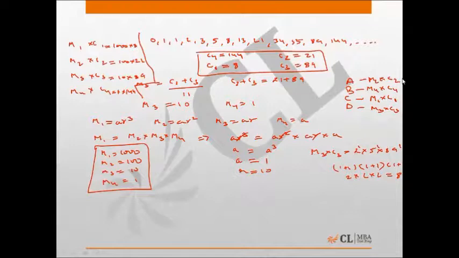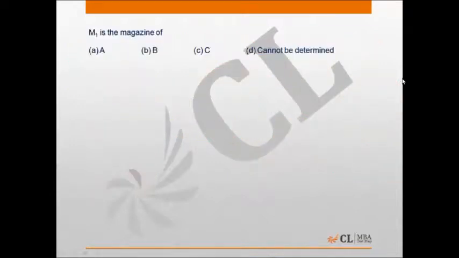Let's go for the question. M1 is the magazine of. I can clearly see that M1 is the magazine of gun C. So this is the correct answer. Which gun possesses the most destructive power? The destructive power of M1C1 is 8000, M2C2 is 2100, M3C3 is 890 and M4C4 is 144. So the gun which has M1 and C1 will have the most destructive power, that is gun C. So the answer is option C.